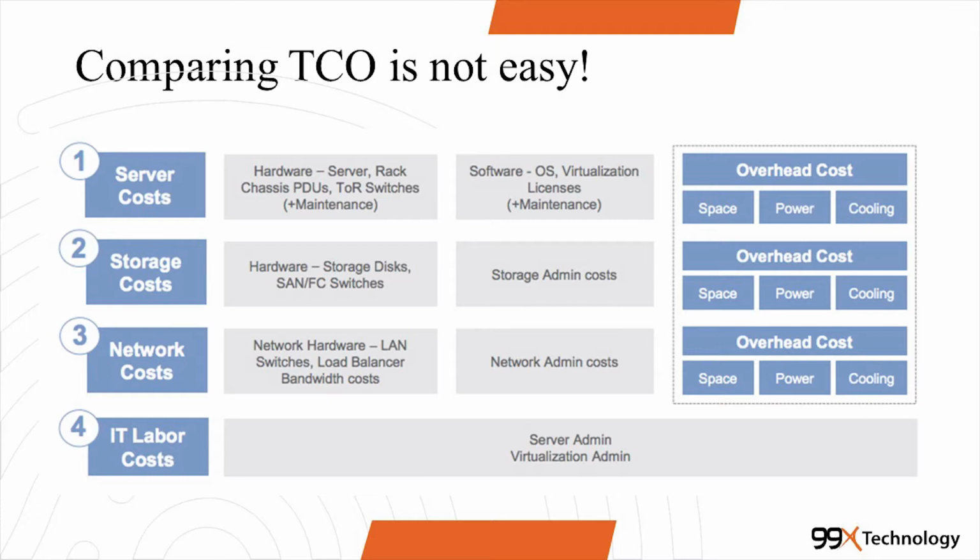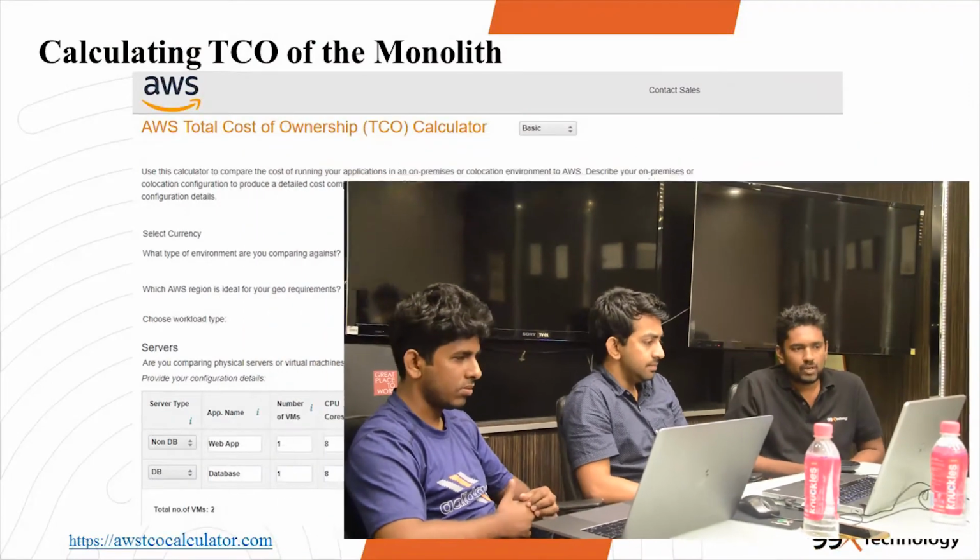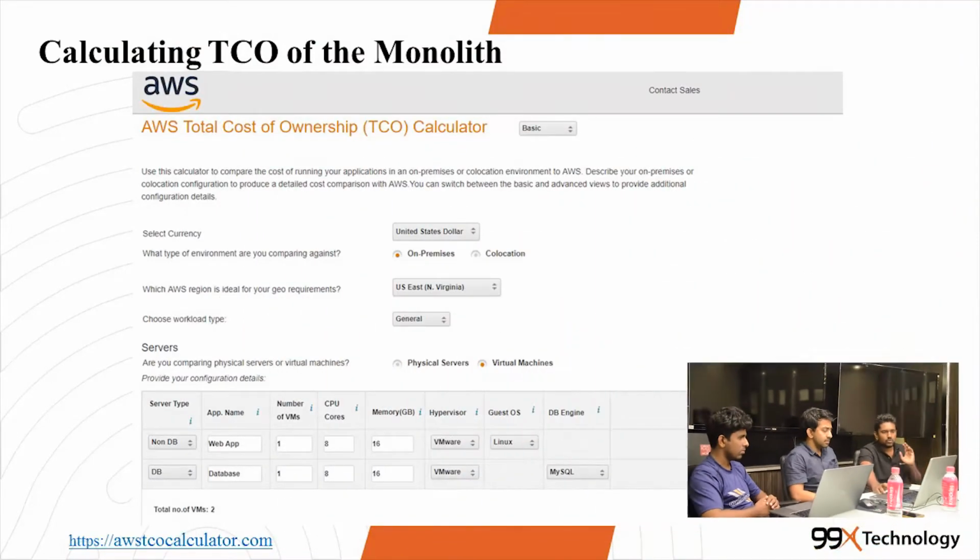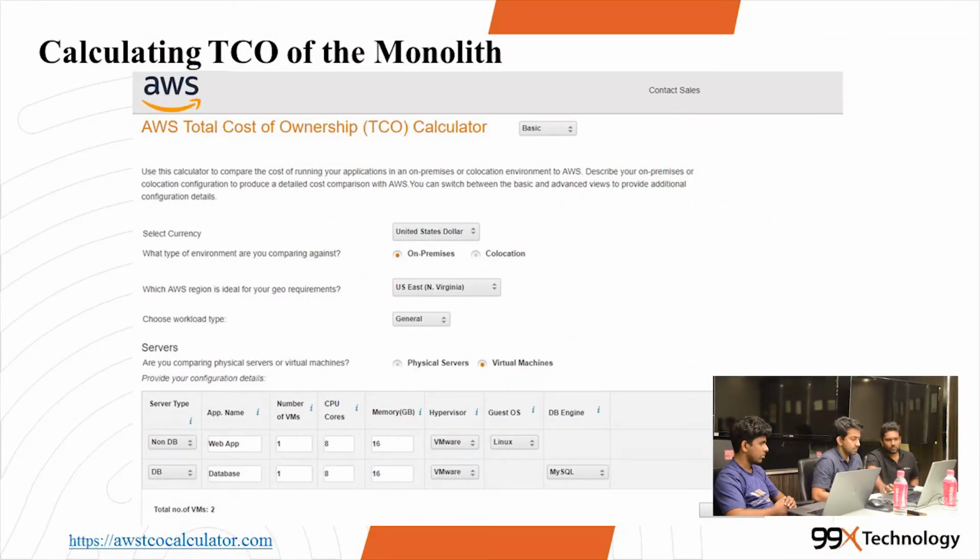Actually, that's why we titled this as comparing TCO is not that easy. Can't we do it at all? We can. There are so many solutions available in the outside world that we can use to calculate TCO very easily. One of the solutions that AWS has given us is this TCO calculator. You can very easily calculate your TCO using their web interface.